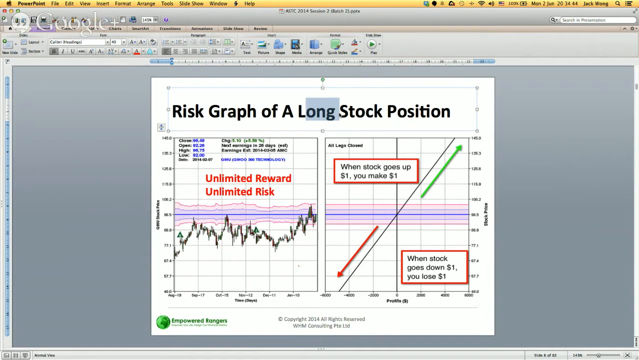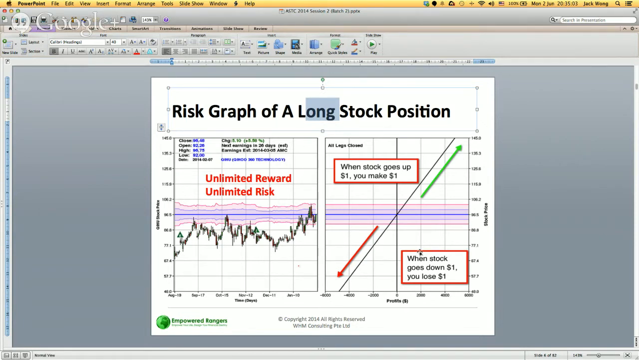So in a classic scenario, when we're looking at buying a stock and the stock goes up by $1, guess what? You make $1. However, when we buy a stock and it goes down, we will lose $1. So buy the stock, when it goes up, we make $1 per dollar move.